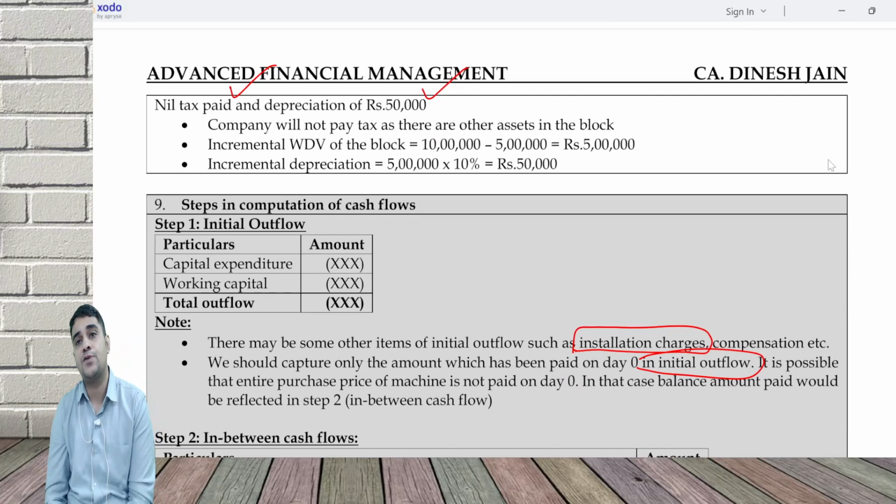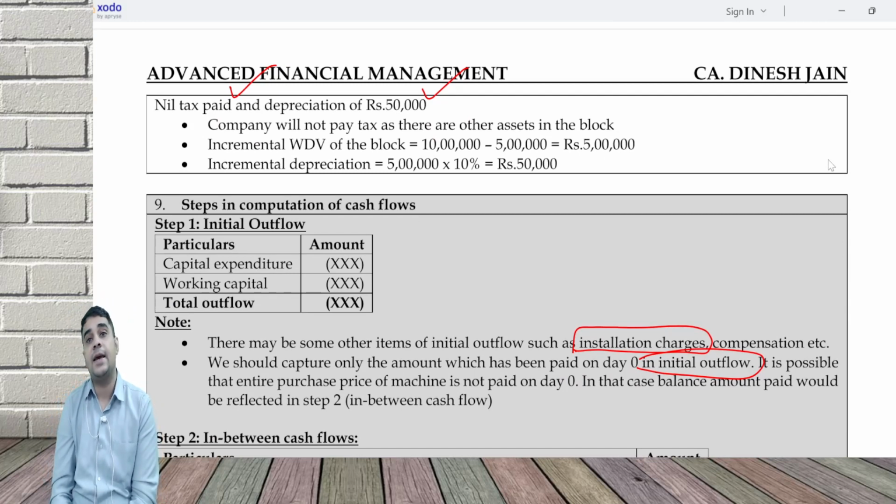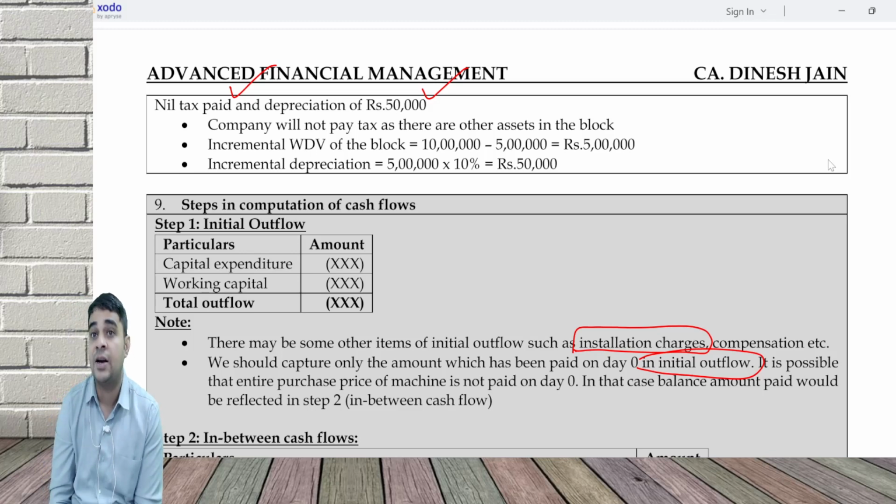Steps in calculation of cash flow. I have initial outflow, which is capital expenditure, working capital. Apart from this, I can have some compensation paid, I can have some installation charges, I can have a subsidy, I can have a government grant. All that can come into my initial outflow.